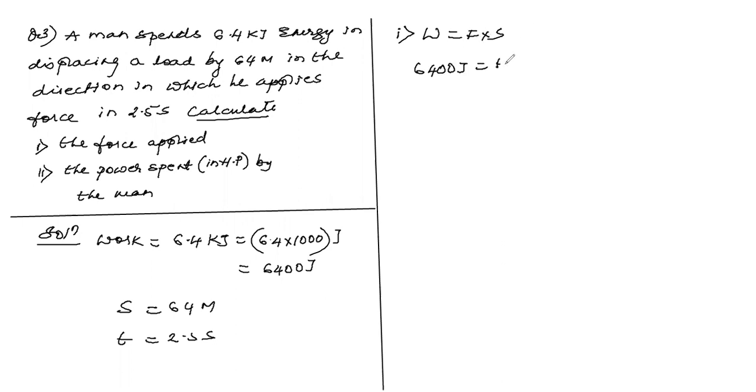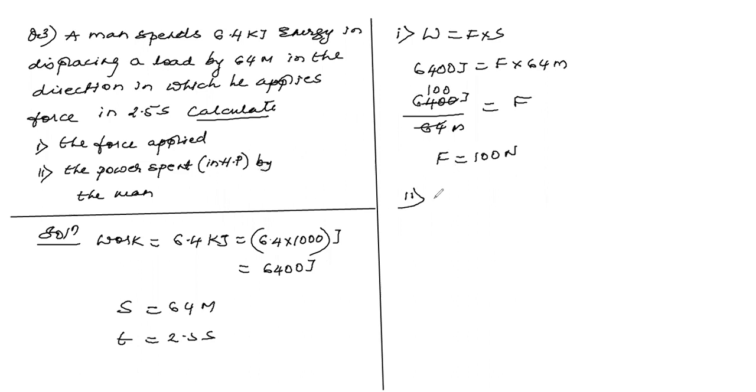Force is what I want. And 64 meter. So naturally 6,400 joules upon 64 meter. A joule per meter is nothing but Newton. So F is equal to 100 Newton. So this is one answer, force applied. Okay, what is the second answer?